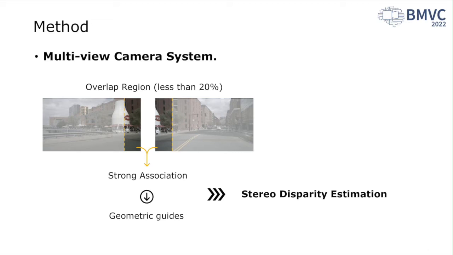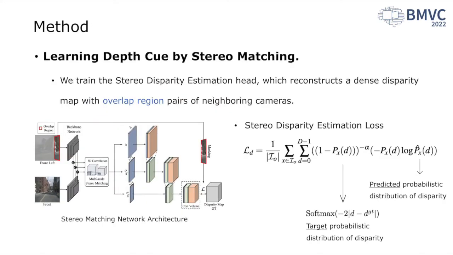To interactively supervise the network, we train the stereo disparity estimation head, which reconstructs a dense disparity map with overlap region pairs of neighboring cameras. We follow the recent work by Liu to implement the disparity estimation head. Our stereo network extracts features of an image pair with a standard visual encoder. Our disparity estimation head outputs a cost volume through multiscale stereo matching.